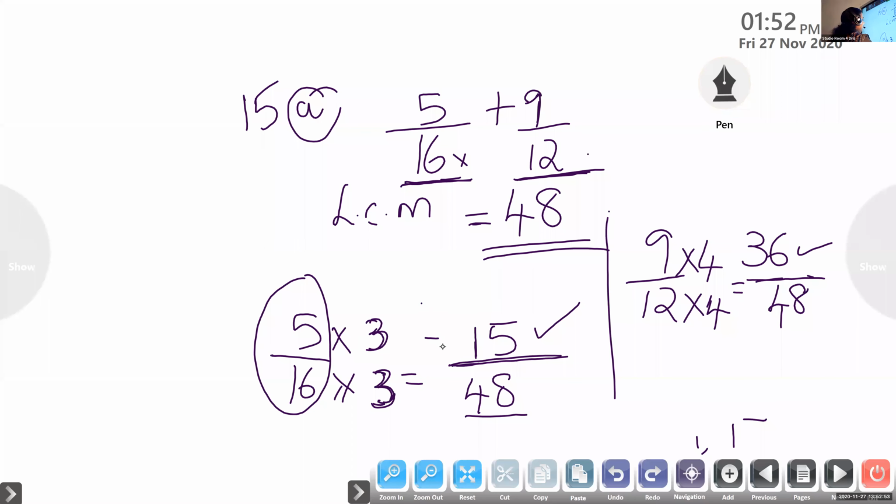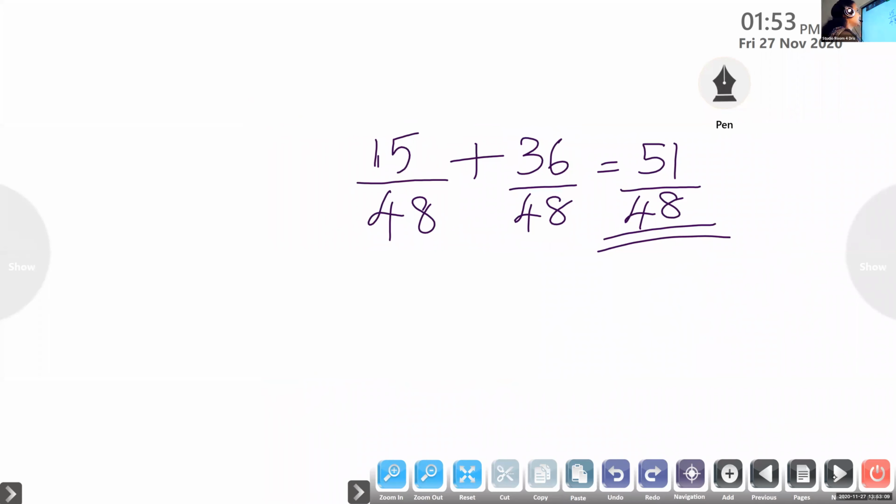You will get here 15 by 48. By the same way, you have to check 9 by 12. By which number you will multiply the denominator to get 48? Into 4. Same number you have to do. So you will get 36 by 48. So in the next step, you can add. Here now children, look here, they are like fractions. Here the denominator became the same. What is the denominator? That is 48. So the answer is 51 by 48.